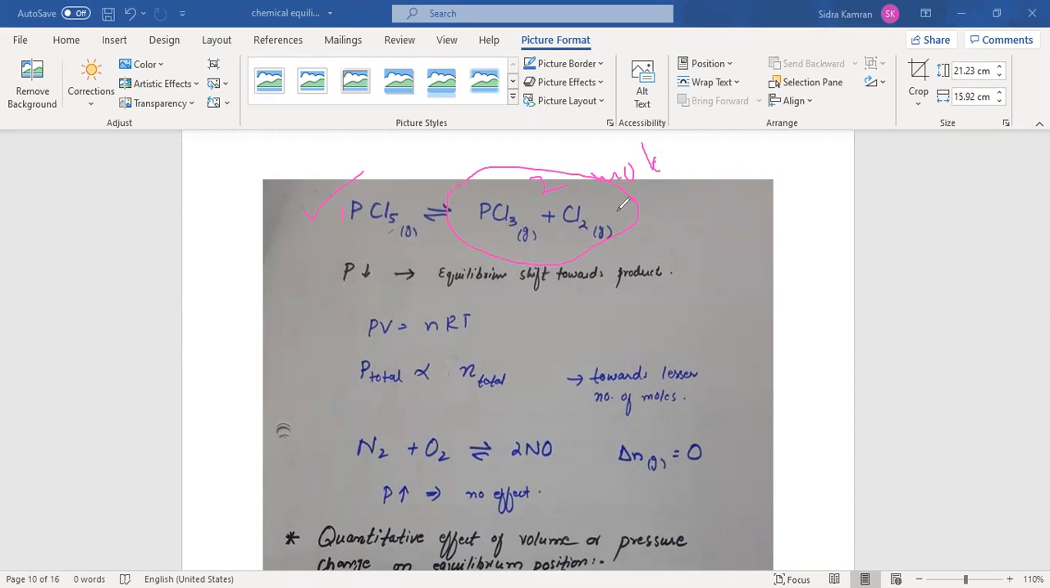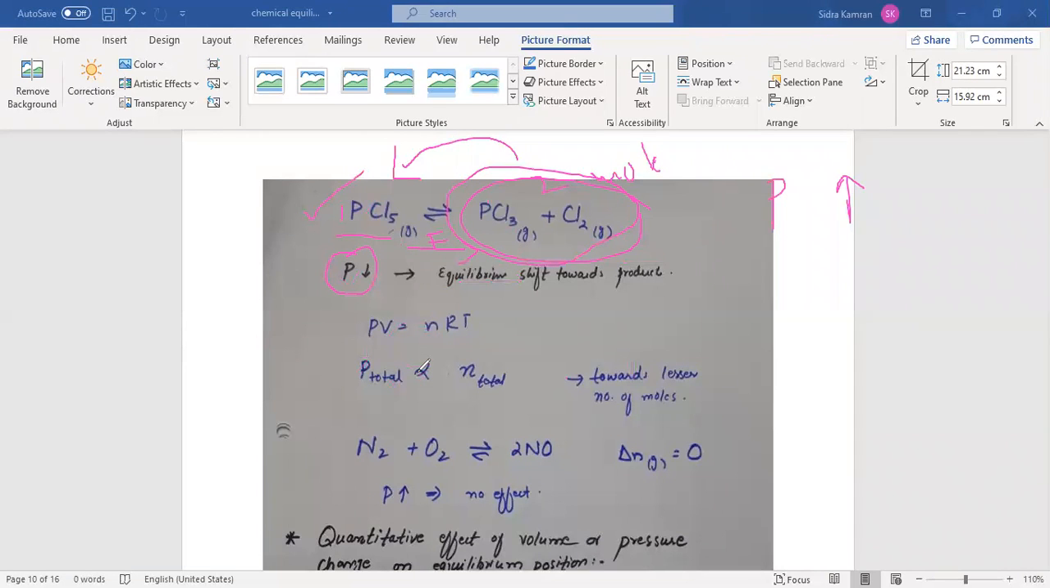what do you have to do? You have to decrease the pressure. If you increase pressure for this reaction, the product will move towards the reactant, because the reactant has fewer moles and the products have more moles. So by the increase of pressure, equilibrium shifts towards fewer moles, towards the reactants. But you don't want the reactant, you want the products. So how can you get the product? By decreasing the pressure, equilibrium will shift towards the product, in the forward direction.